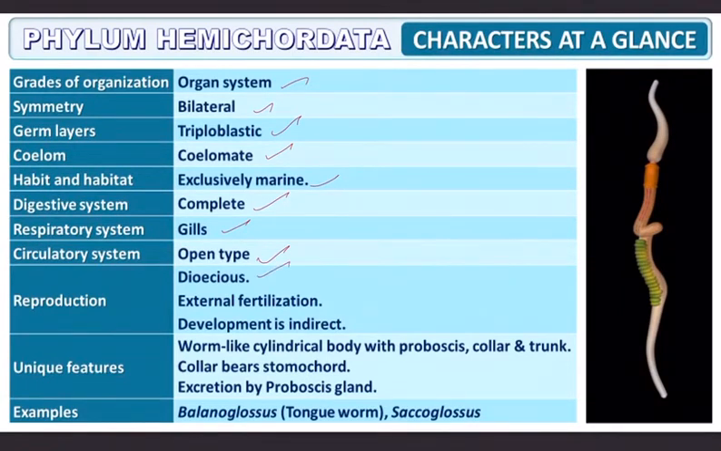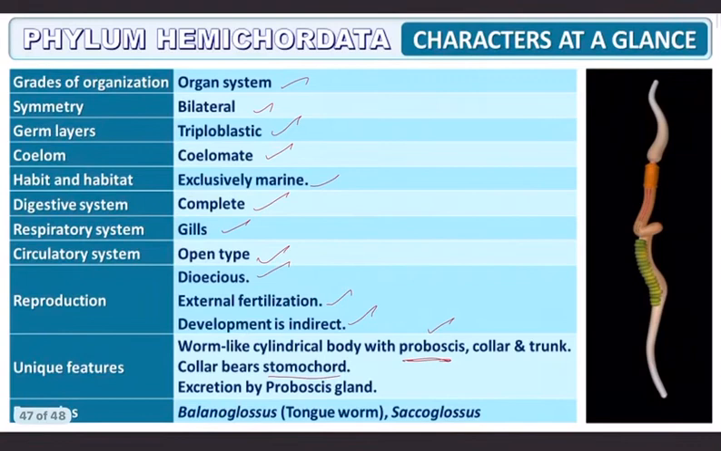Overall, it's an organ system, bilateral symmetry, triploblastic coelomates, that too true coelomates, exclusively marine, digestive system well developed, respiratory system, respiration through gills. Circulation is yet to develop, but a good feature is that the heart has come. But still, the drawback is it is open type. Reproduction is dioecious, the drawback is external fertilization, and development is indirect. The unique features are the presence of proboscis and the presence of stomochord. Example, at least you remember Balanoglossus.